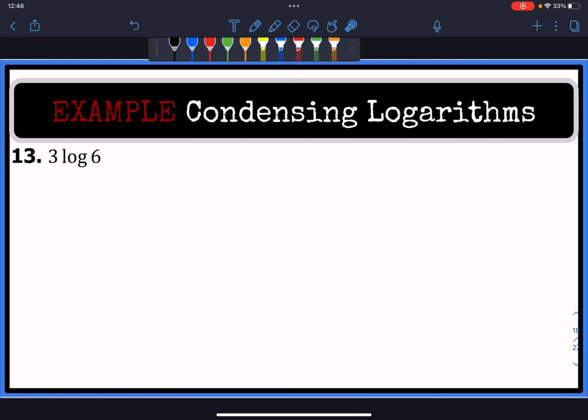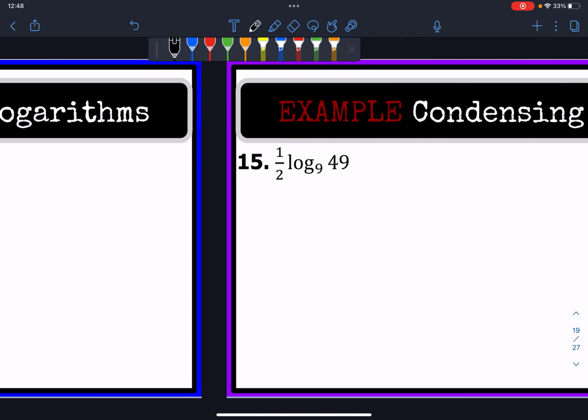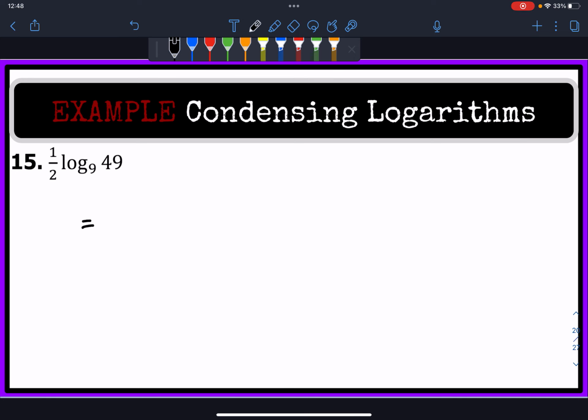So let's say that we have 3 times the log of 6. To condense this, we pull this number up here to make it an exponent, and we have the common log of 6 to the 3rd power, which when we simplify equals 216. So the log of 216. The condensed form for this is the natural log of 4 to the x power. And the condensed form for this is the log base 9 of 49 to the 1/2 power.